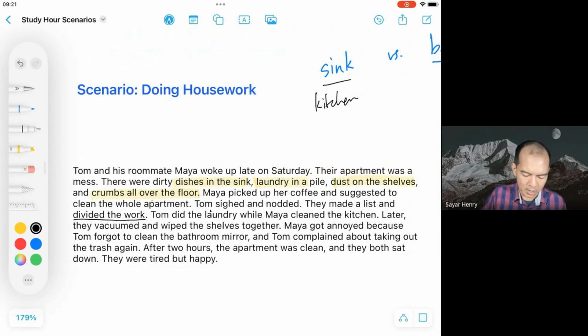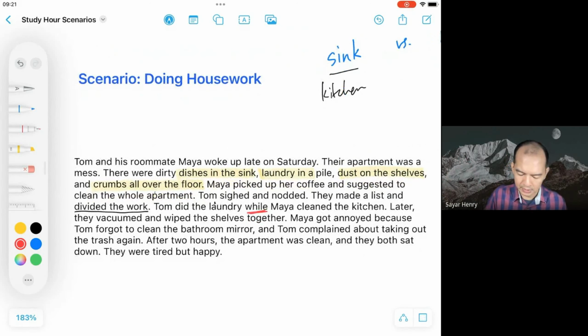That's a good idea. And Tom did the laundry while Maya cleaned the kitchen. We're using while because it happens at the same time. Someone is doing this, the other is doing that at the same time. So we use while. Later, they vacuumed and wiped the shelves together.